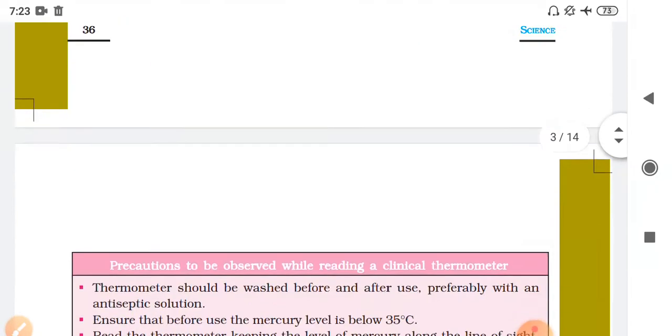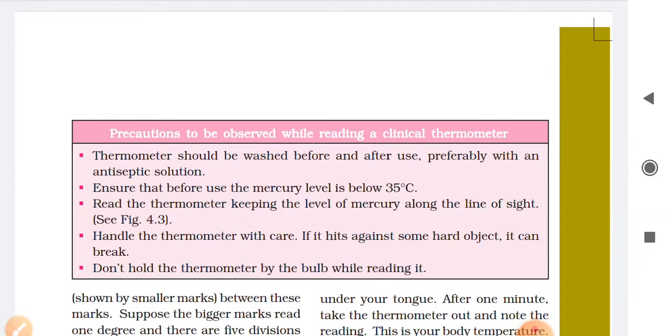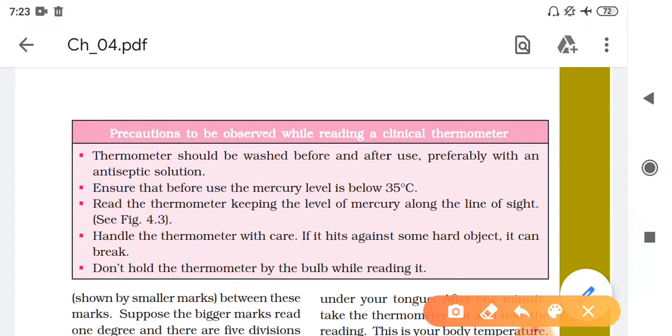So there are some precautions over here that you can see. The precautions which you should always keep in your mind before measuring the temperature. The thermometer should be washed before and after use, preferably with an antiseptic solution. Why is it so? Because when we are keeping this thermometer in the patient's mouth, there are lots of germs in the mouth. Maybe some disease also that the patient has. So that will transfer to the other patient or other person in your home also. So we must wash the thermometer before and after the use.